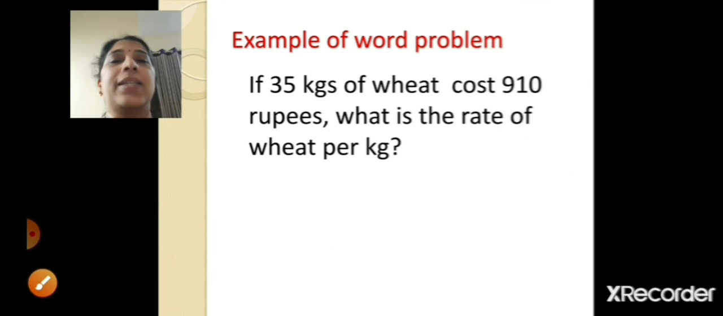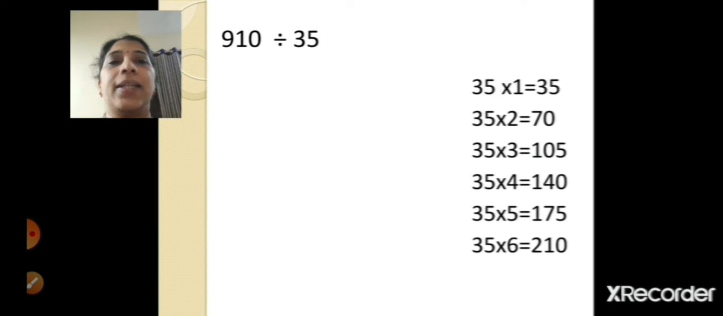Now let's take an example of a word problem, right? If 35 kgs of wheat cost 910 rupees, what is the rate of wheat per kg? So you have to find the rate of 1 kg of wheat. So what will you do? You will divide 910 by 35, right? Again 910 is the dividend, 35 is the divisor.